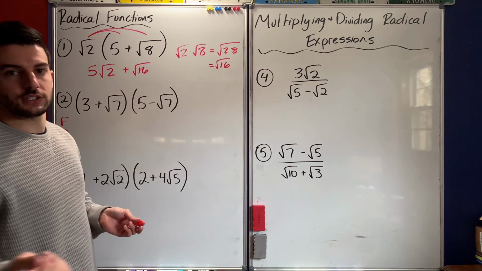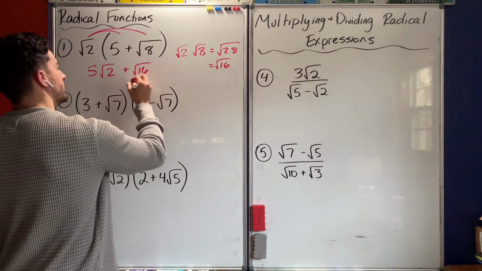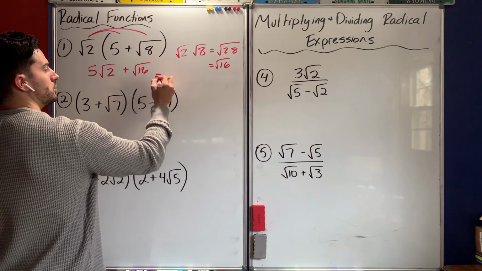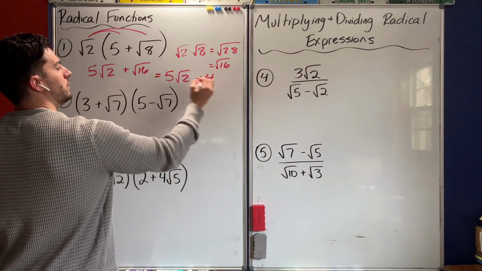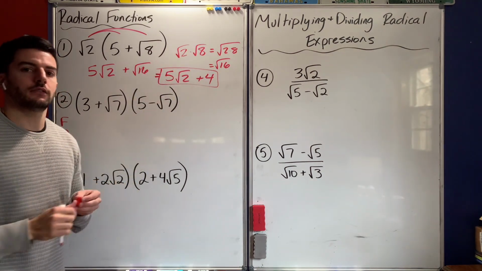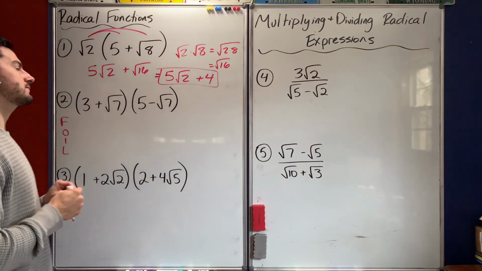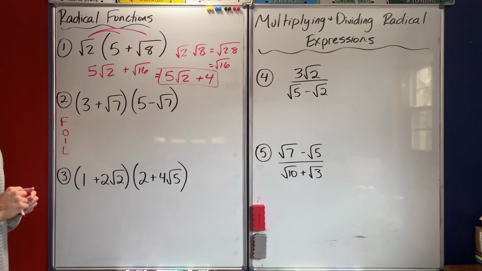And again, what's the square root of 16? That's easy to simplify, right? Because the square root of 16, that's a perfect square. So my final answer here would be 5 times the square root of 2 plus 4. Okay, that would be it, fully simplified. Okay? So pretty simple there for the first one.